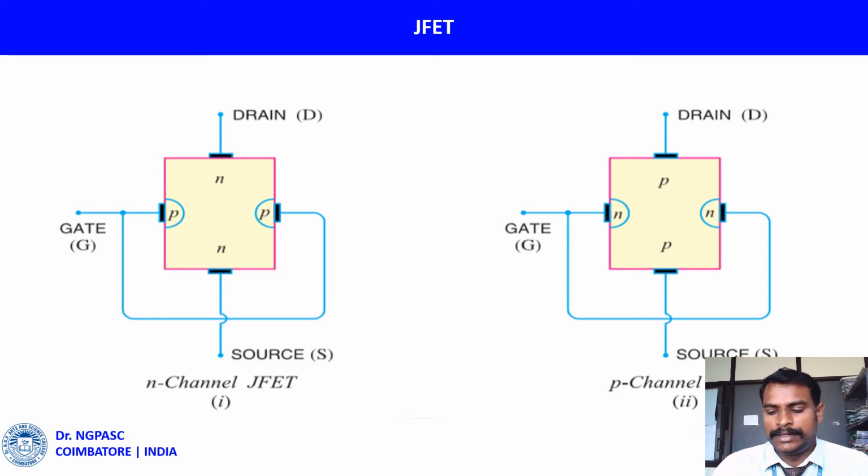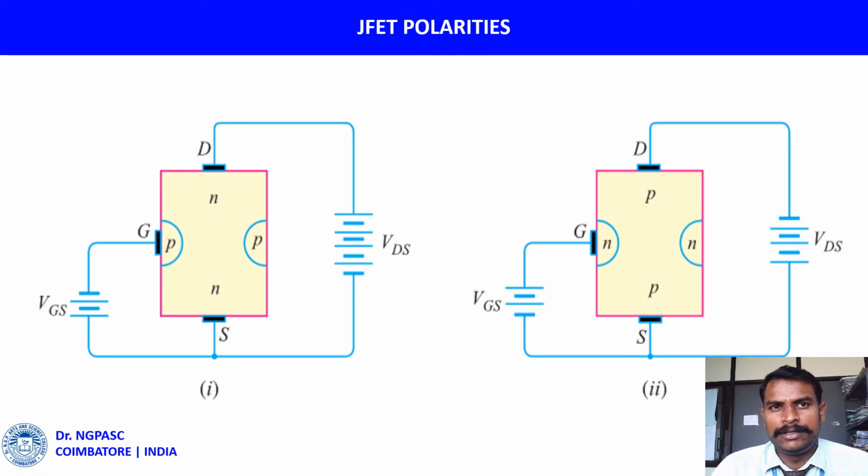Next, JFET polarities. The first figure shows N-channel JFET polarities, whereas the second figure shows P-channel JFET polarities. Note that in each case, the voltage between the gate and source is such that the gate is reverse biased. This is the normal way of JFET connection. The drain and source terminals are interchangeable. Either end can be used as a source and the other end as a drain.